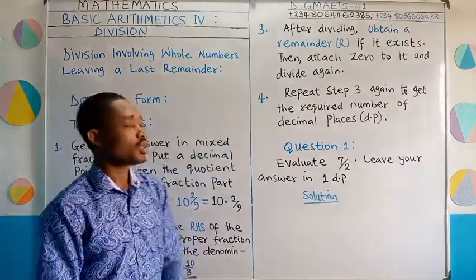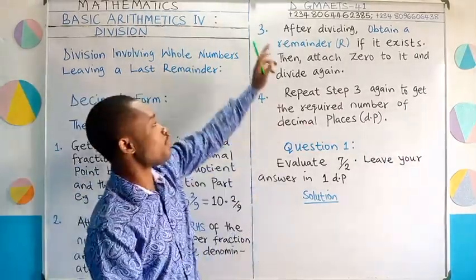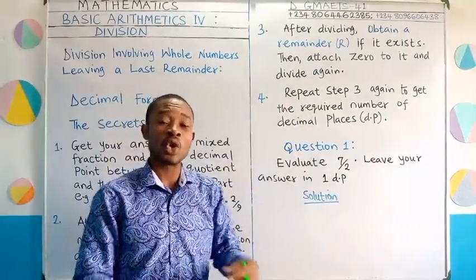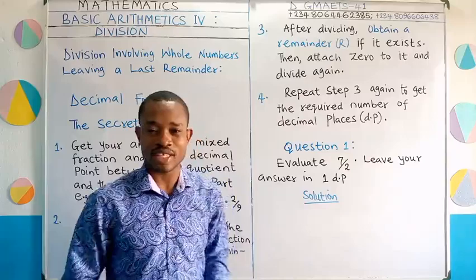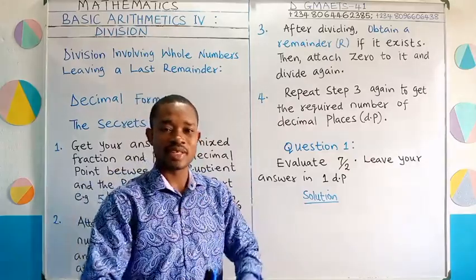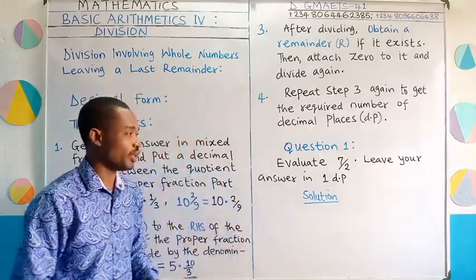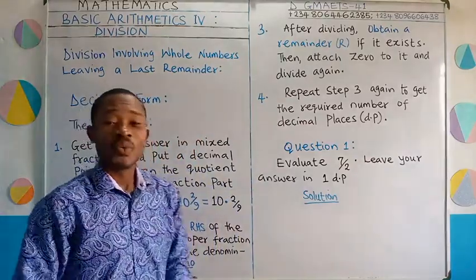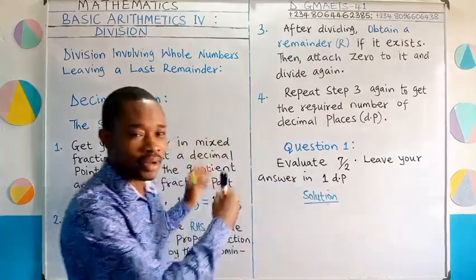Then lastly, point 4. You are expected to repeat what you did in point 3, repeat that step 3 until you get the required number of decimal places that your answer is expected to have. Well, we've talked much about the grammar on the board here.